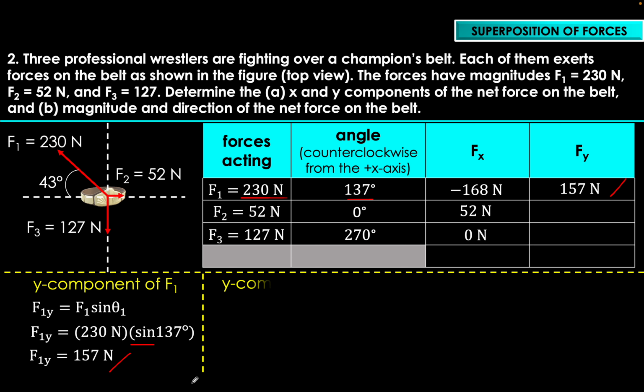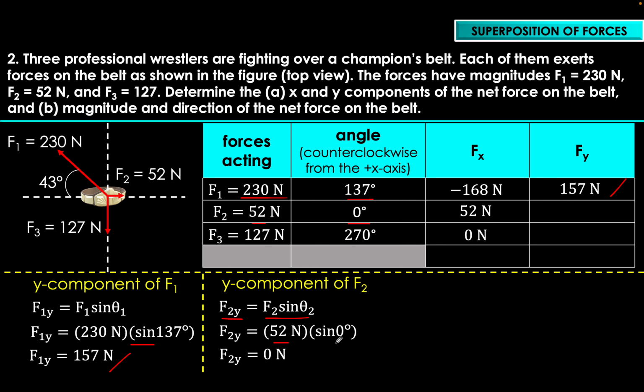And then for the second force vector, same equation. To know the y component of force vector 2, you do f2 sine theta. Plug in, it's 52 times sine 0. So you're going to get 0 newtons. That's obvious because force vector 2 is horizontal, so the y component is 0.